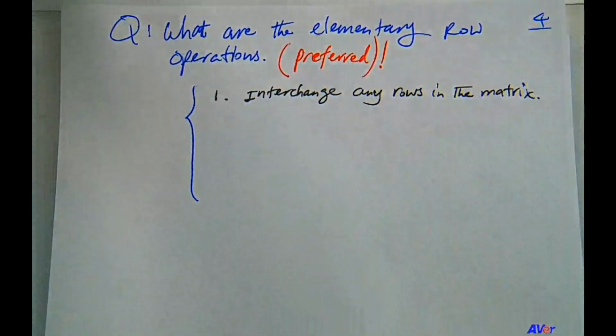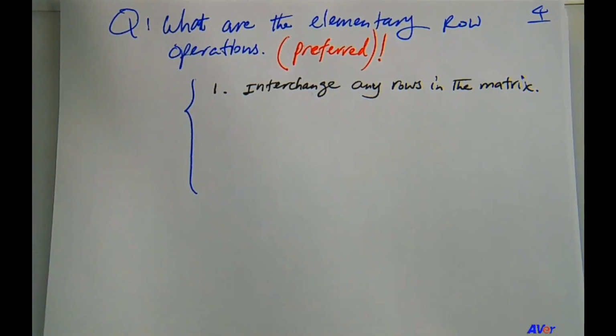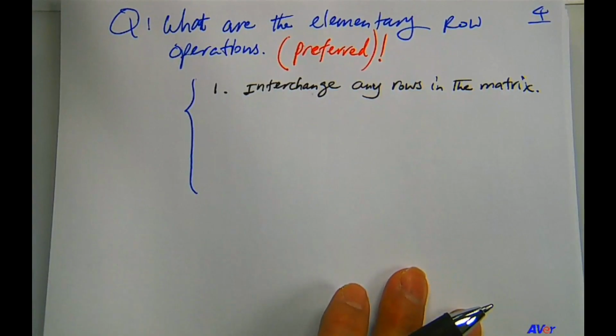So you can interchange row 1 with row 2, row 2 with row 3, row 3 with row 1, and so on and so forth. Of course, you have to have a good reason for doing this. Otherwise, interchanging the rows is not going to achieve anything. So that's one of the row operations we are allowed to use.